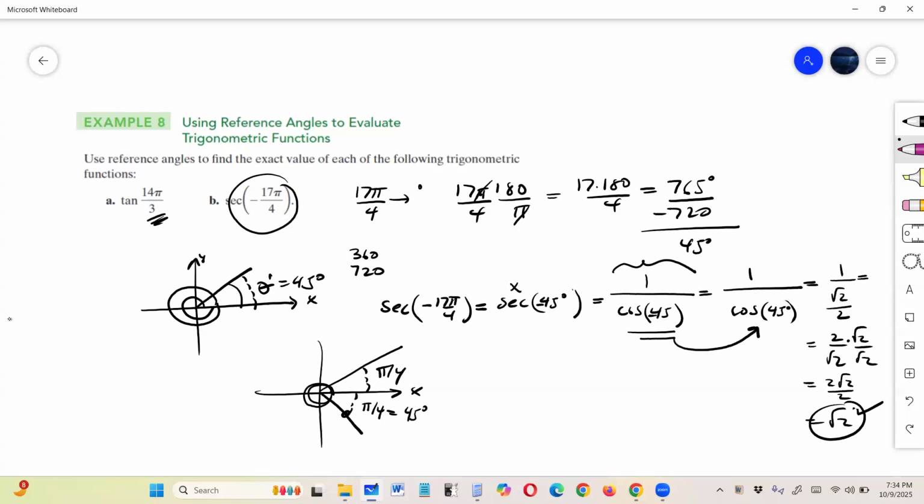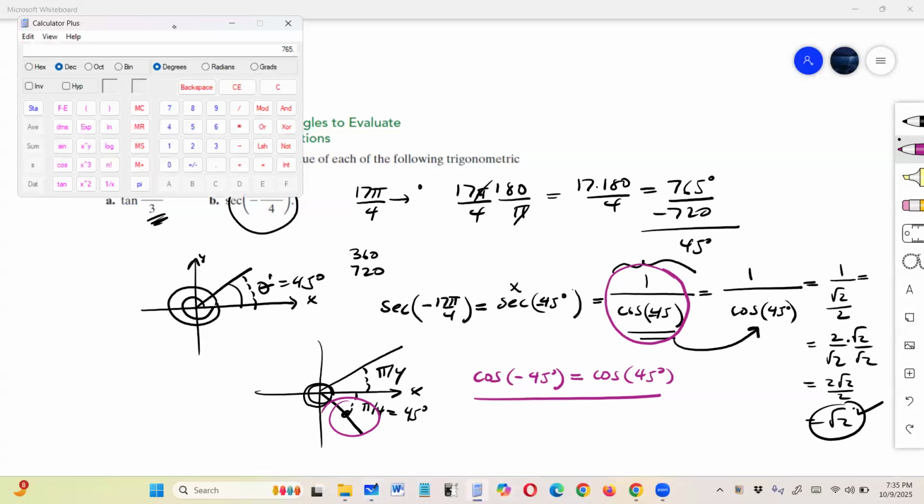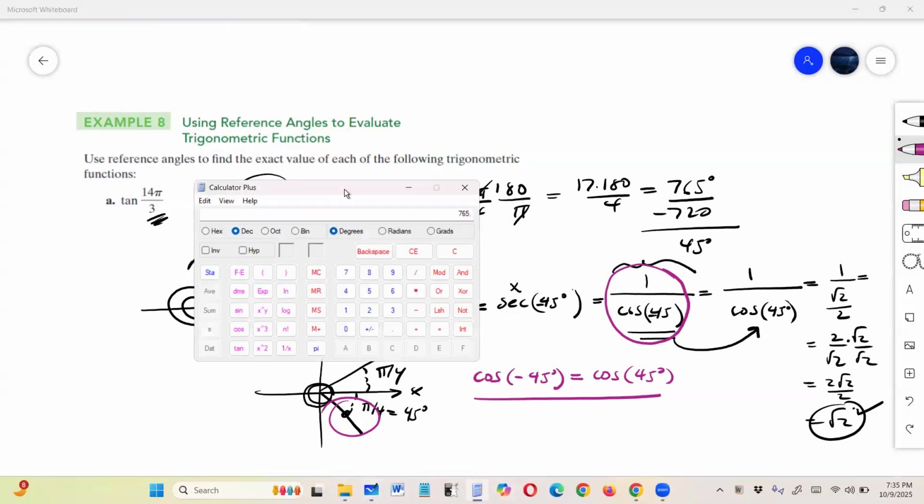Now I am going to show you the important thing you must know: cosine of negative 45 degrees is equal to cosine of 45 degrees. This is very important, and you must know that. Or what you do is what I did before: you pick an angle in the fourth quadrant to see if your cosine is positive or negative. I'm going to use the calculator now, and you can do the same, or you can do it logically the way I did.